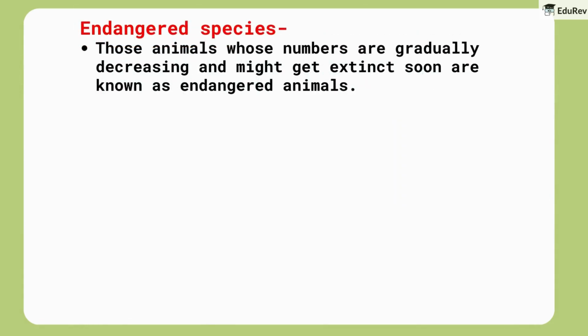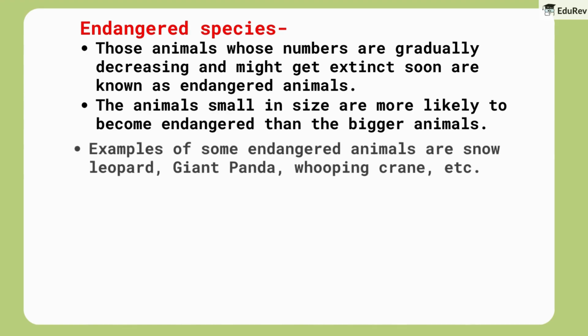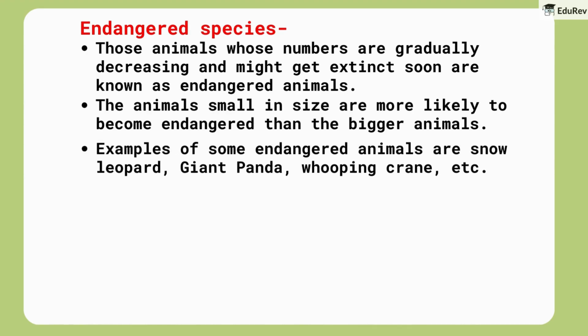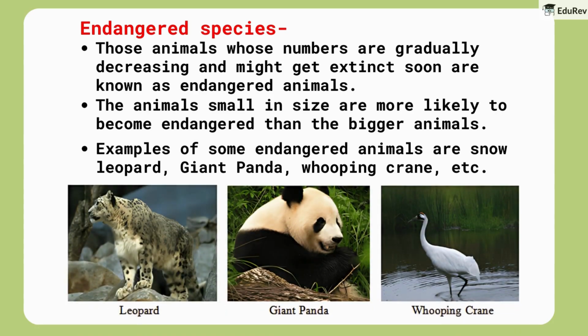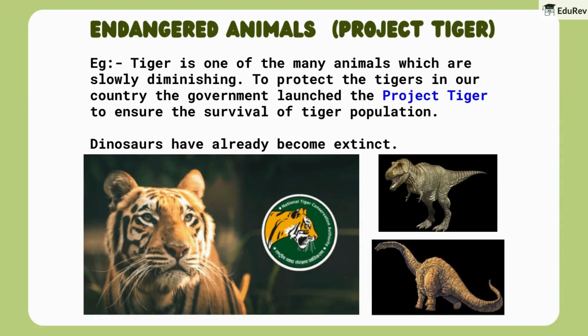Endangered species. Those animals whose numbers are gradually decreasing and might get extinct soon are known as endangered animals. The animals small in size are more likely to become endangered than the bigger animals. Examples of some endangered animals are snow leopard, giant panda, whooping crane, etc. Tiger is one of the many animals which are slowly diminishing.